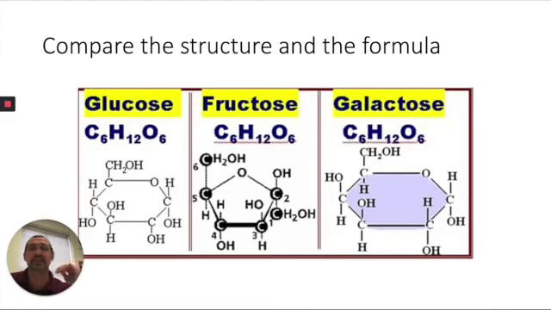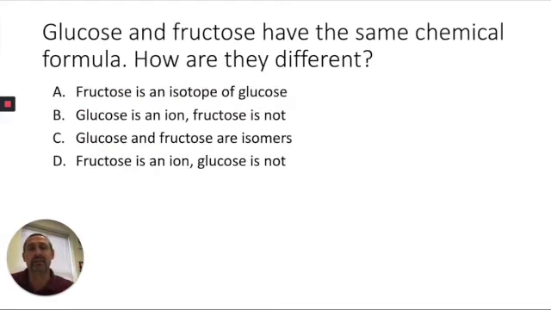But notice they're not put together the same way. Their structure is different. Those are called isomers. Isomers are where you have the same chemical formula but a different structure.